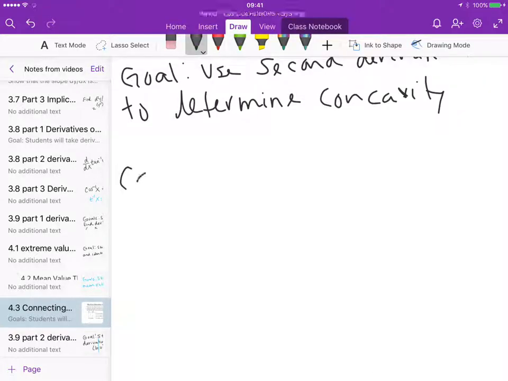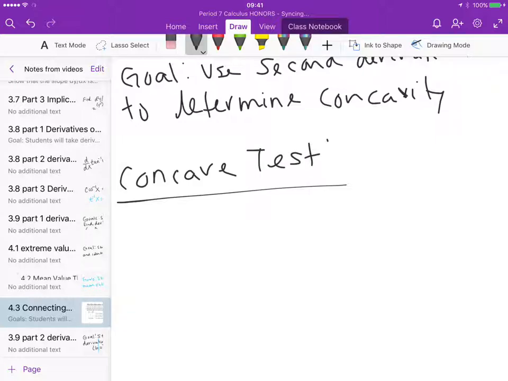The concavity test, all right, is all in regards to our second derivative. Our second derivative is going to help us find specifically where it is concave up and concave down. So here is the test that we are really looking at.